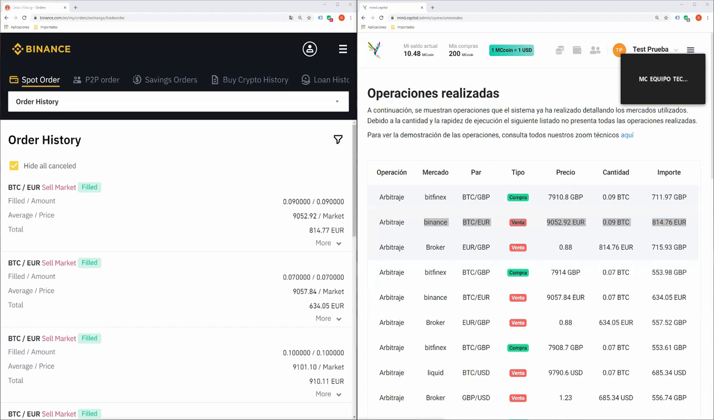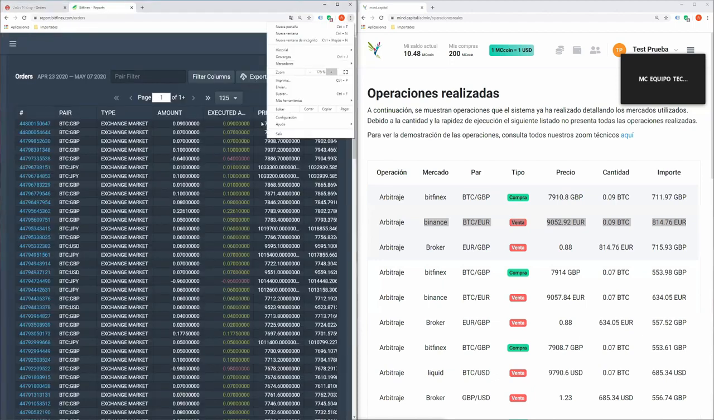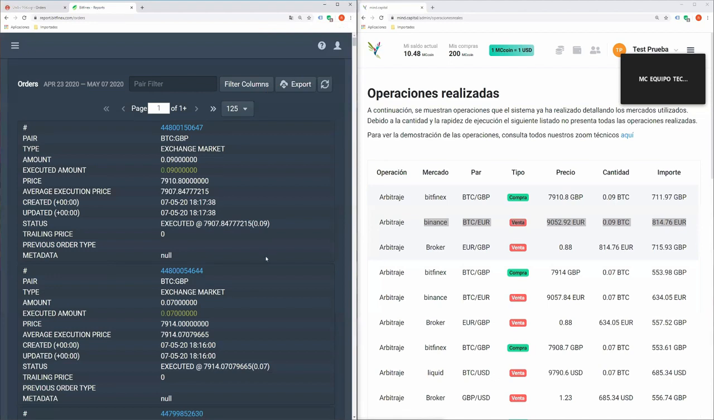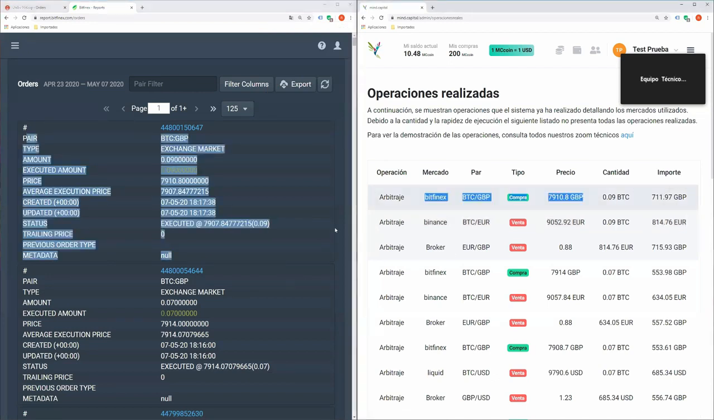Okay, I'm going to open Bitfinex. The same order history and this account of Binance. So Binance. Okay. And this is Bitfinex. It's the same. Bitfinex. I put it bigger. Okay. And the operation is this one. Okay, perfect. This one. It's better for me.